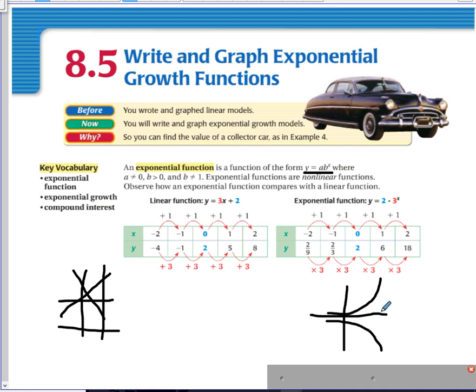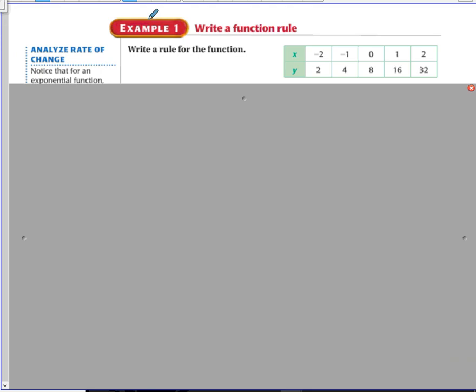So today what we're going to be focusing on is how to find a function rule given some information, like a table like this one. And we're also going to be talking about exponential growth. All right, so we'll have two different parts to this section. So the first thing is if we wanted to write a rule for the function. Let's say my x values are -2, -1, 0, 1, and 2, and my y values are 2, 4, 8, 16, 32.